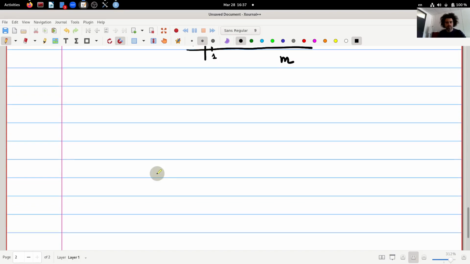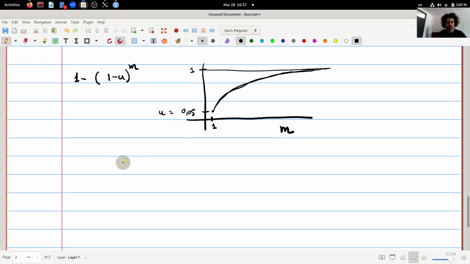Now, let's call this quantity alpha prime. So alpha prime is 1 minus (1 minus alpha) to the m, and this quantity is the family-wise error rate. So the probability to make at least one false discovery when we should not do it.